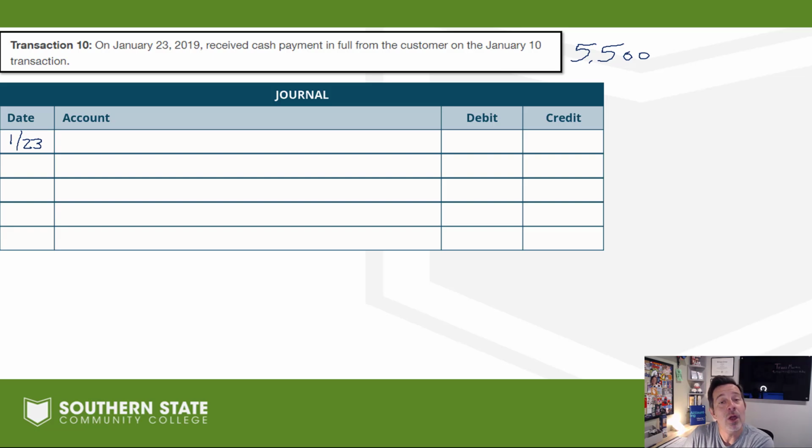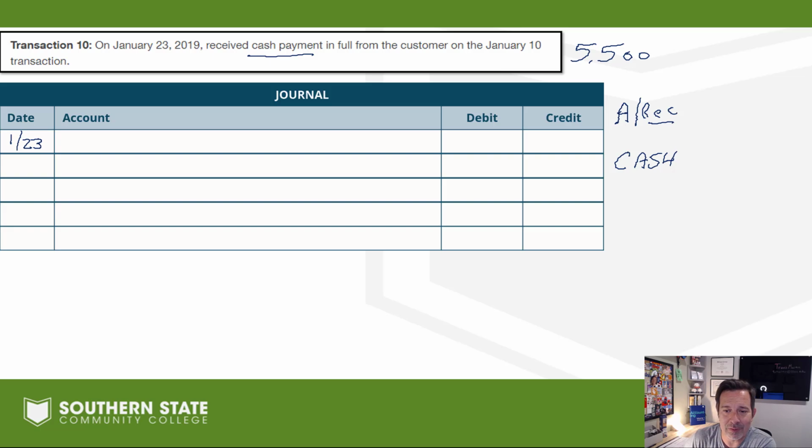$5,500. So when we sell to a customer on account and we say, we'll let you buy now and pay later, that's called an account receivable. Remember the key word there, receive. We expect to receive money at some point from that customer or from the bank if we're talking about like interest receivable. The other account, cash, they're paying us. Cash is coming in the door.